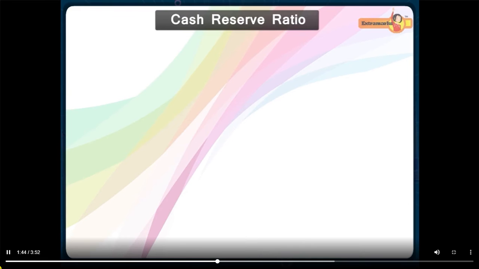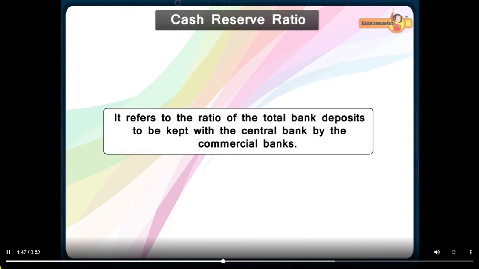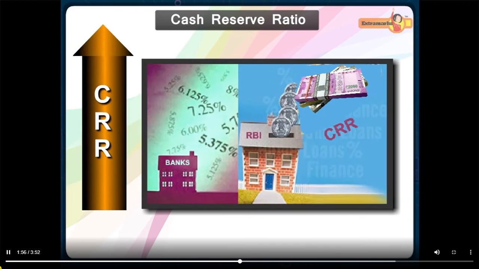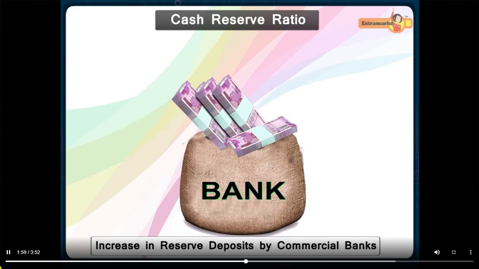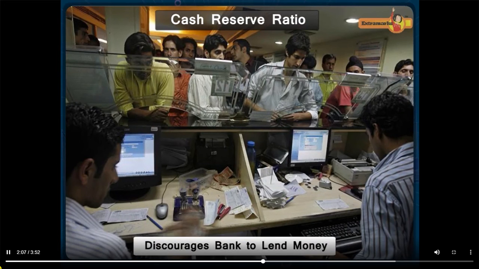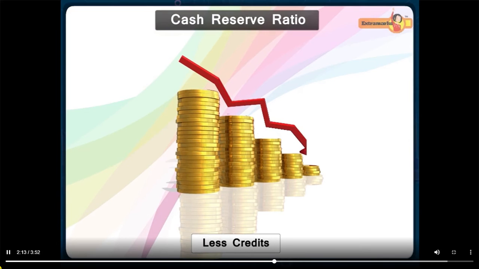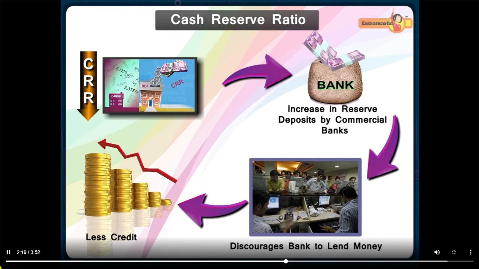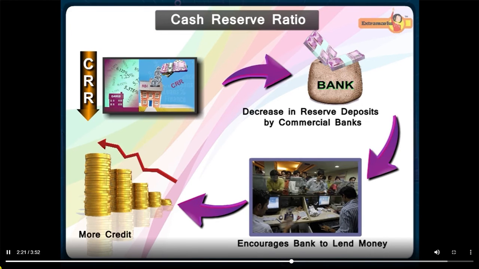Cash reserve ratio. It refers to the ratio of the total bank deposits to be kept with the central bank by the commercial banks. Increase in the cash reserve ratio will force commercial banks to keep more cash as reserves. When the cash reserves increase, it discourages the banks to lend more money in the economy, thus leading to less flow of money or credit creation capacity. And vice versa when the cash reserve ratio falls.